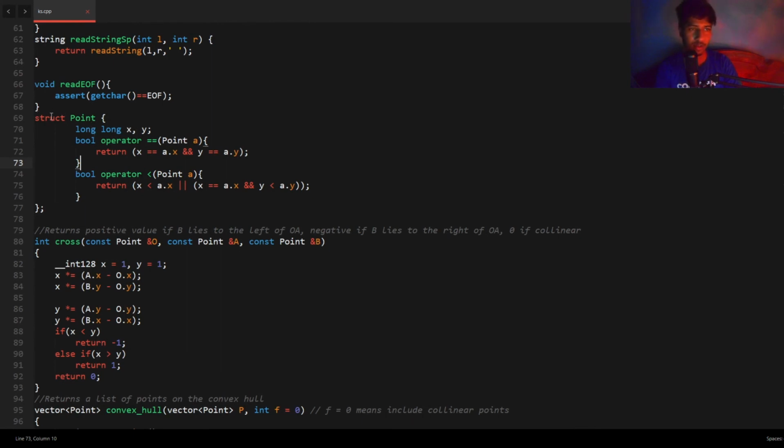So you define a struct called point, and you overload the equal to and the less than operators. Why do you need to overload it? So that you can store it in a set. Otherwise you can't store it in a set. It needs the less than operator defined.